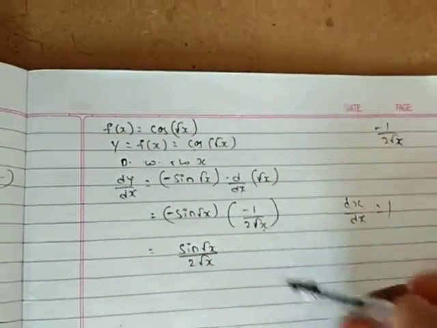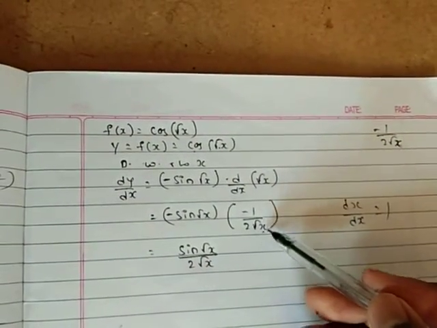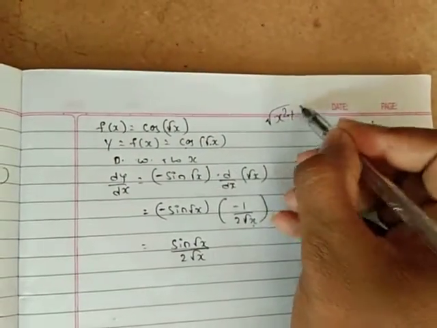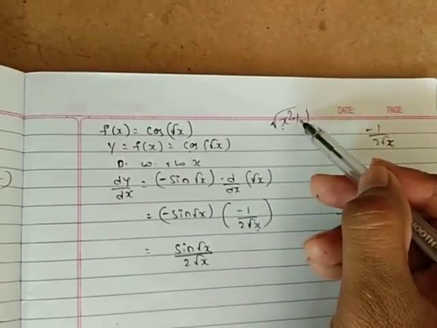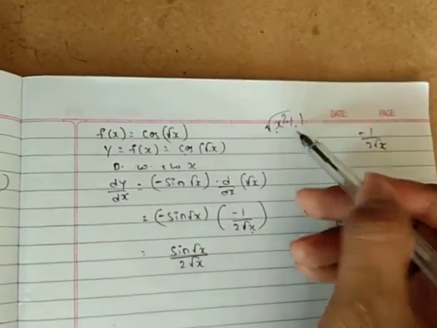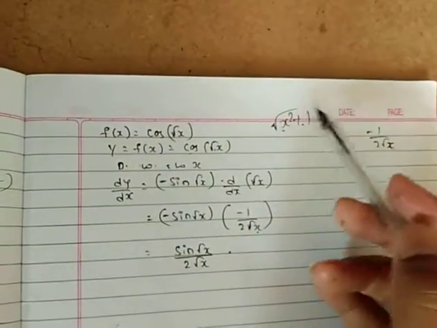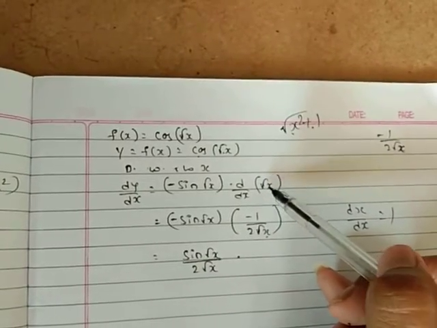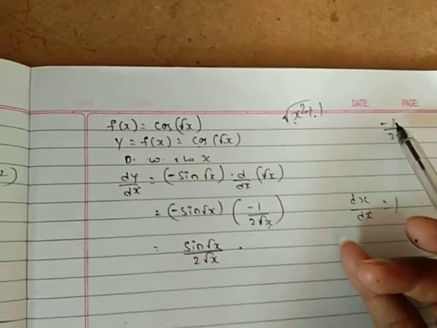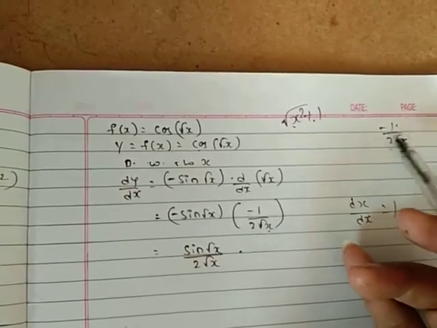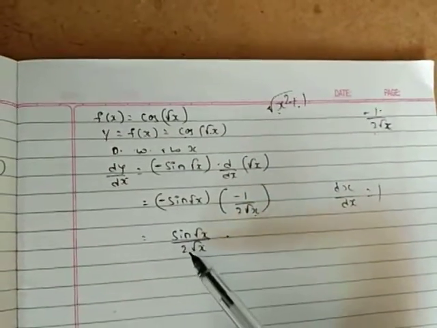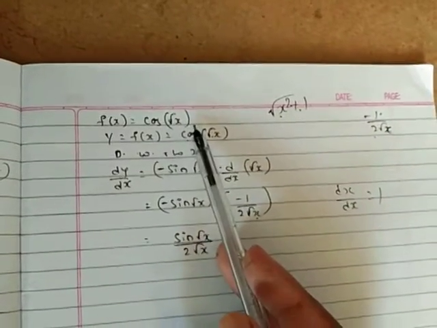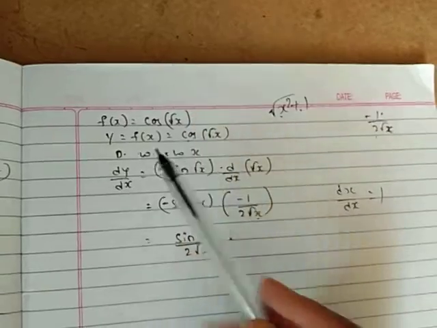Suppose, assume here, in the place of root x, suppose we have root of x square plus 1, then again we need to differentiate the x square plus 1 here. Suppose it is not like that, we have only the standard values. The standard value: differentiation of root x is nothing but 1 divided by 2 root x. So we can say that sin root x divided by 2 root x is the required differentiation of cos of root x only.